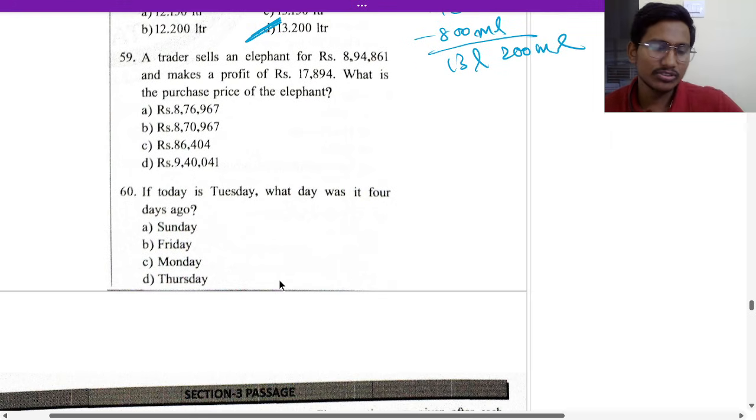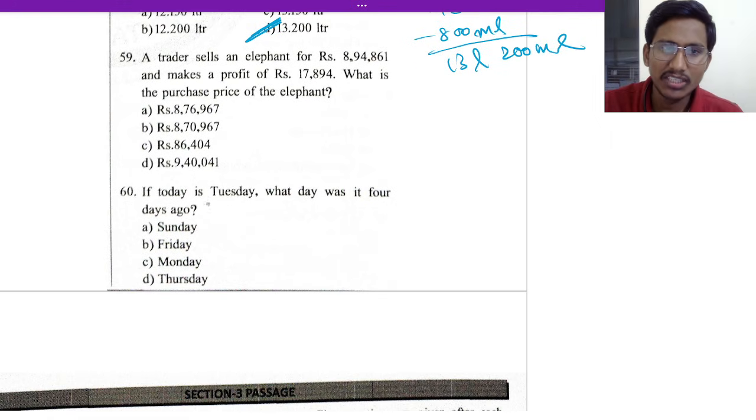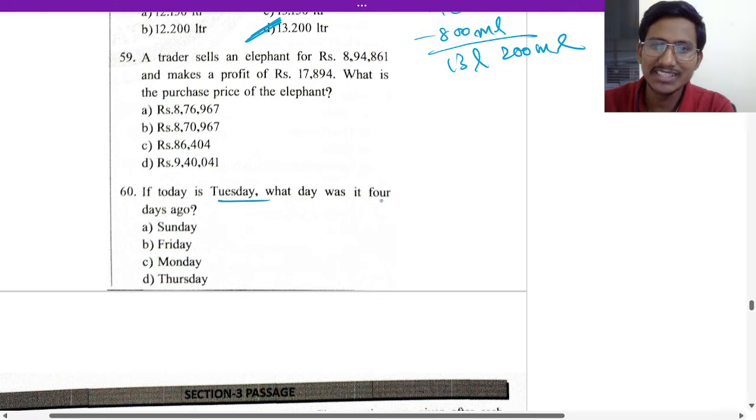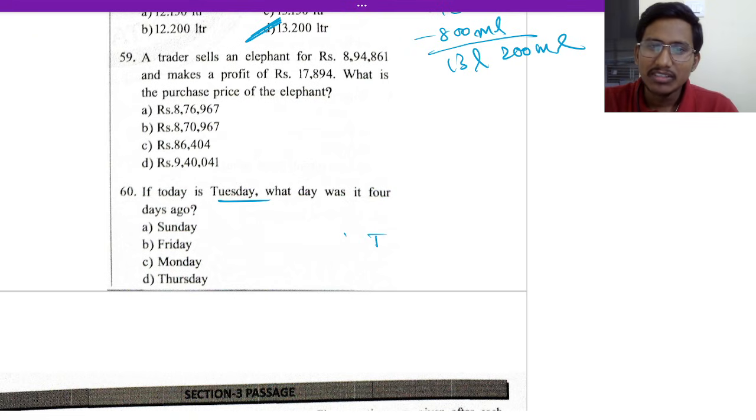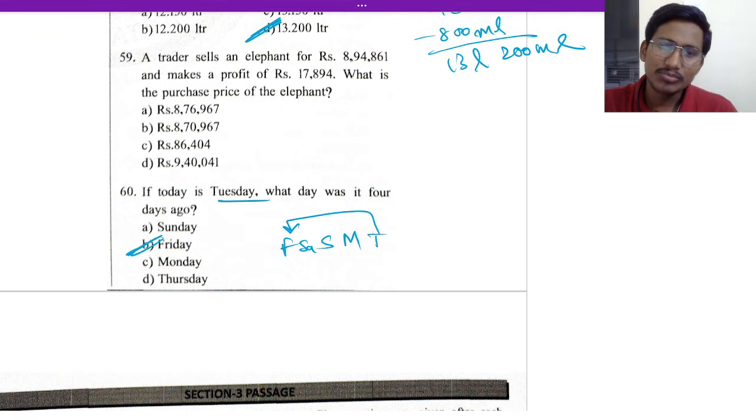Now the 59 question. What is the 59 question? If today is Tuesday, what day was it 4 days ago? So Tuesday, Monday, then Sunday, Saturday, and then Friday. So 4 days before will be Friday, option B, right? Yes. So 4 days ago, Friday will be the answer. So the 60th answer is B.